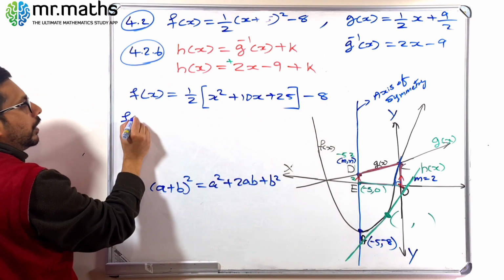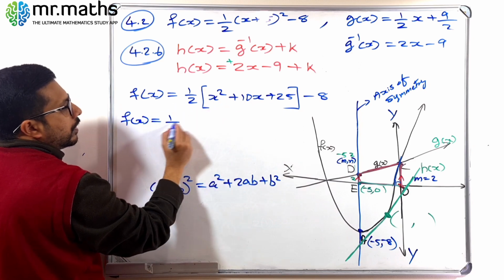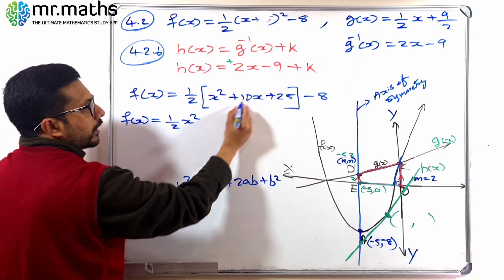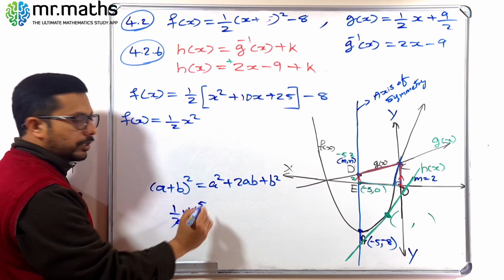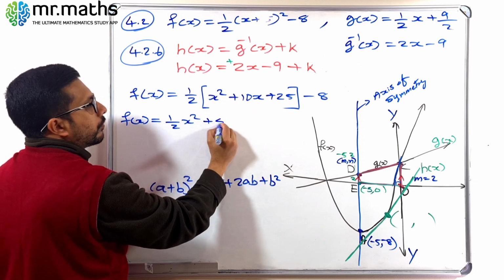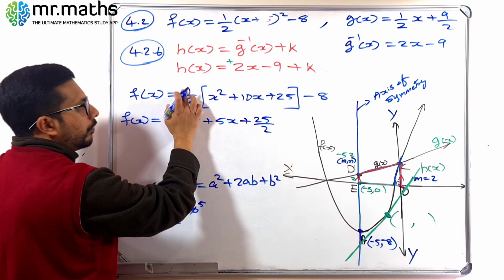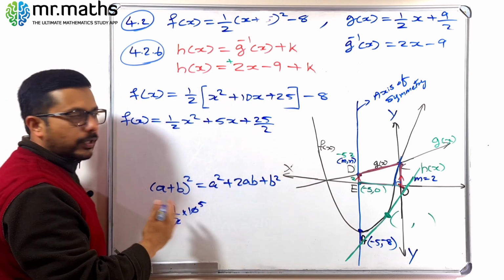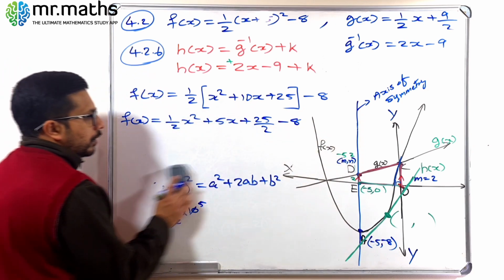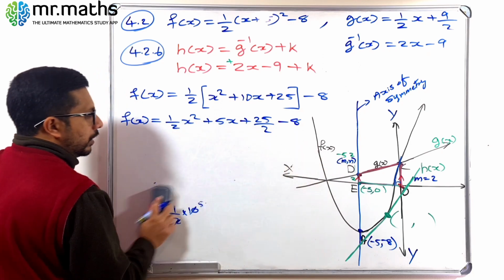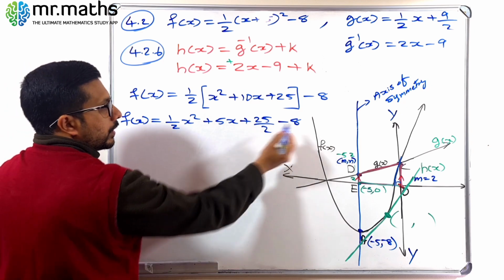So let's write that f of x. f of x is equal to, let's expand the bracket. Half into x squared is half x square. Half into 10x: the 2 and 10 cancel, it is 5, so half into 10x is plus 5x. Half into 25 is plus 25 divided by 2. Then minus 8. Now we have to simplify the last two terms. Check in your calculator what is 25 over 2 minus 8.